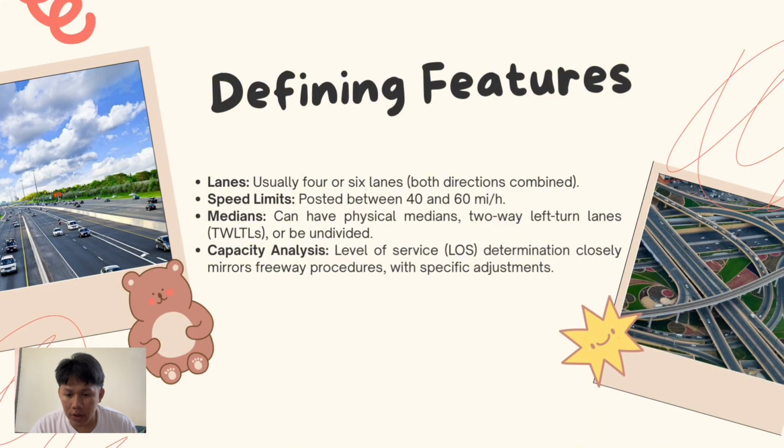Next is defining features. Multi-lane highways usually have 4 or 6 lanes, both directions combined, and a speed limit posted between 40 and 60 miles per hour. Medians can be physical medians, two-way left turn lanes, or the road can be undivided. For capacity analysis, level of service or LOS determination closely mirrors freeway procedures with specific adjustments.